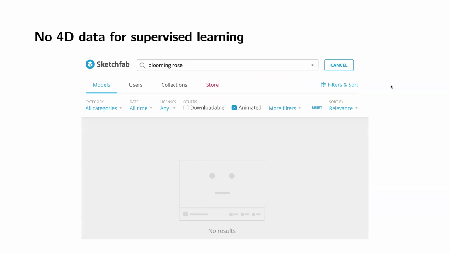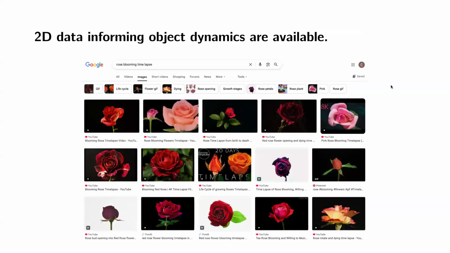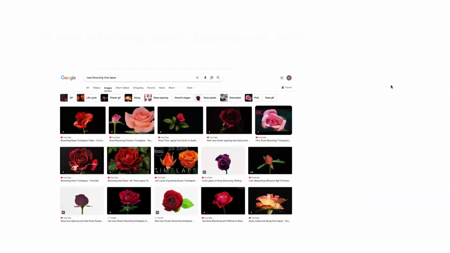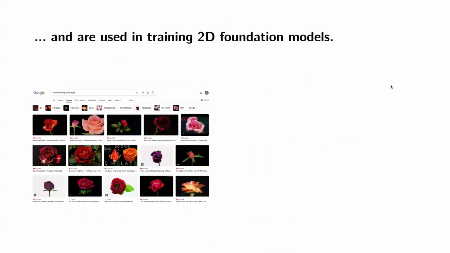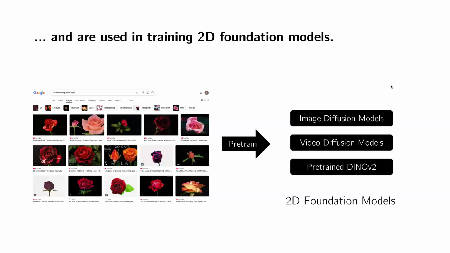Due to distillation, we realized, of course, just like there's no 3D data, there are even fewer 4D data, right? If you search for blooming roses in a 4D dataset, you just get nothing. But you do have a lot of 2D data informing object dynamics. For example, if you search Google Images for a rose blooming, you get a lot of roses. You can even get some time-lapse videos and stuff like that. These videos and images have been used in training different types of foundation models in 2D or video, including image diffusion models, video diffusion models, and vision language models, or self-supervised models like DINO.